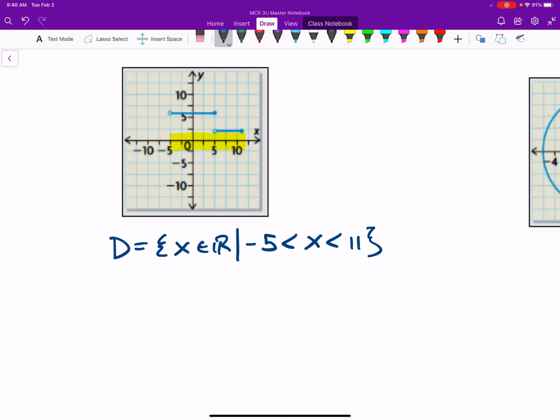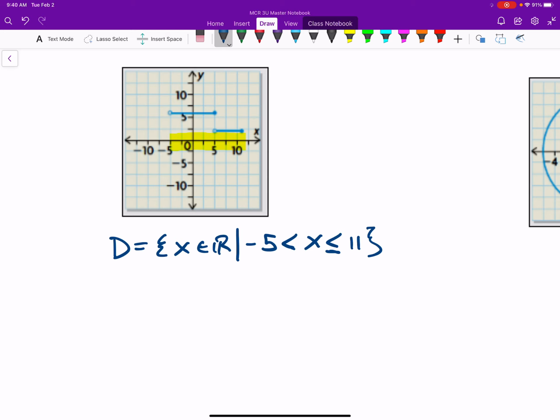At -5, we got an open circle, which means that we're not including the -5. So it's X greater than -5. But at 11, we got a closed circle, right? This one here is a closed circle. We are including 11, and definitely I'd put the equal sign underneath.